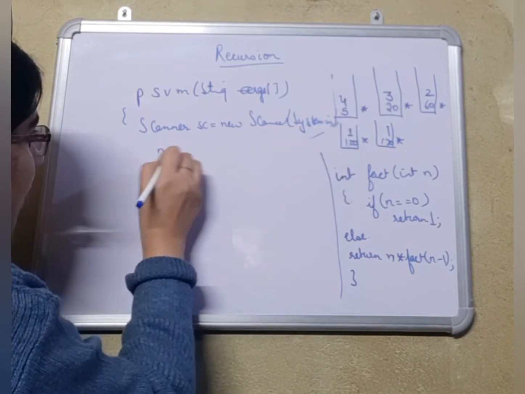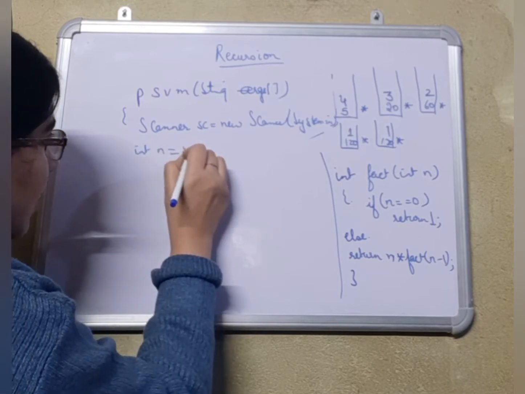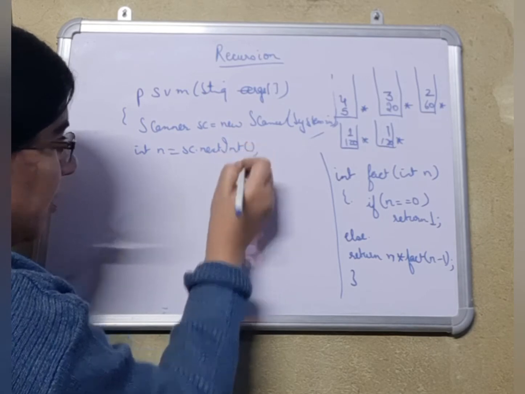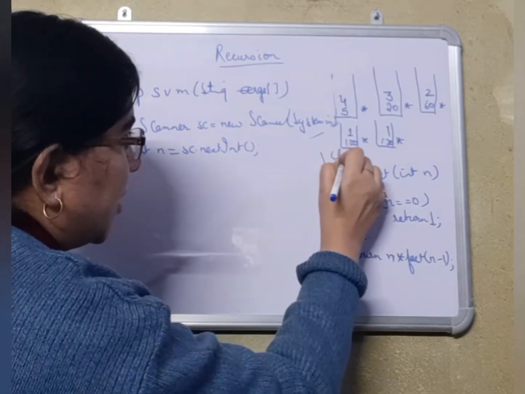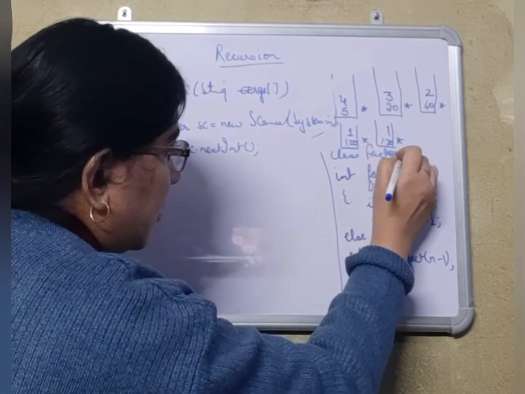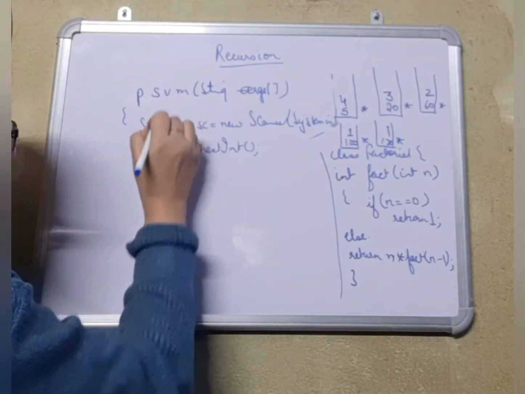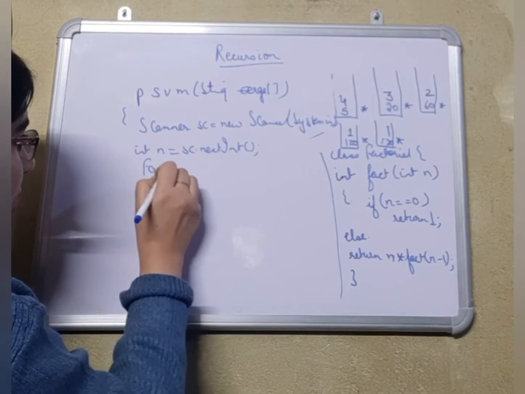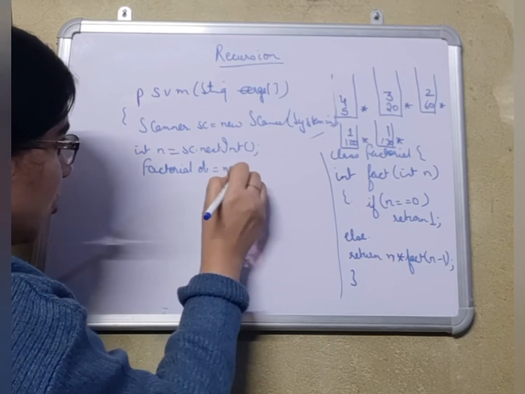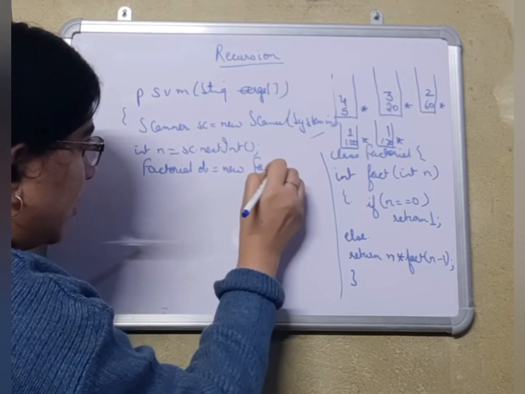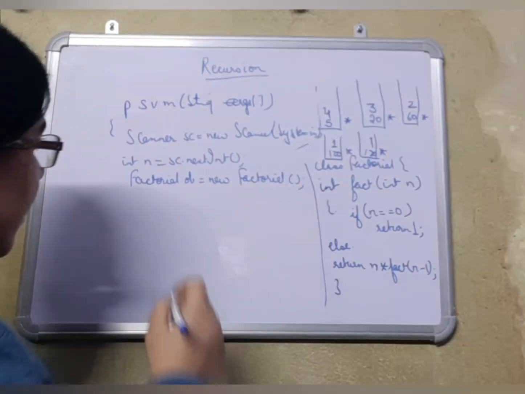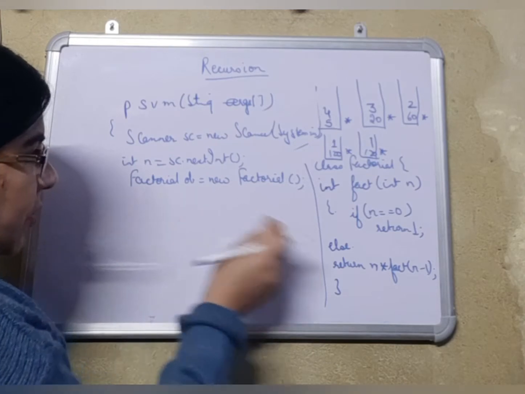Now I'll take n from the user. And suppose my class name here was Factorial. So I'll be creating an object of Factorial class. Factorial ob is equal to new Factorial. Then we will be calling the function fact.